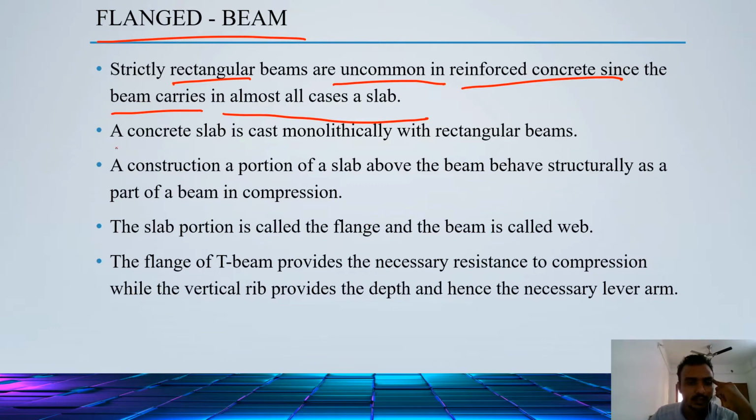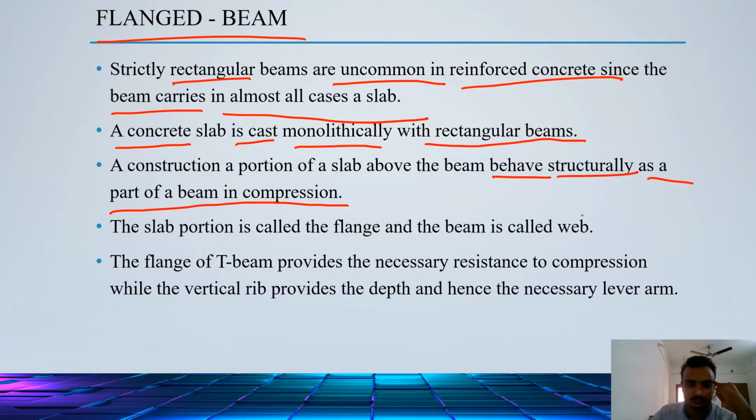So look at here, the concrete slab is cast monolithically with the rectangular beam. Concrete slab and beam both are cast at one time. Okay, monolithically means at one time. A portion of the slab above the beam behaves structurally as a part of the beam in compression.